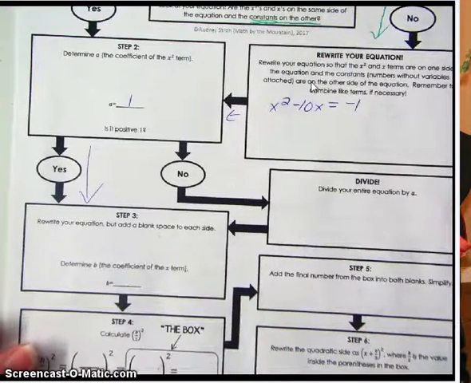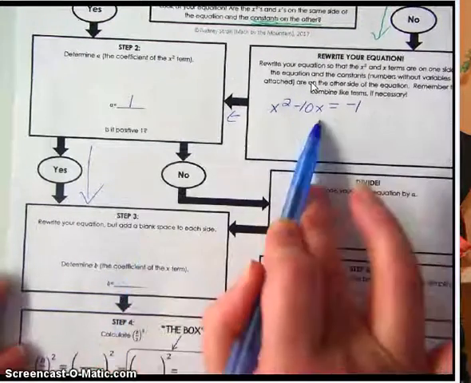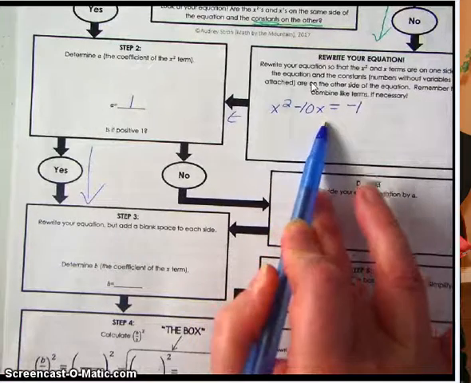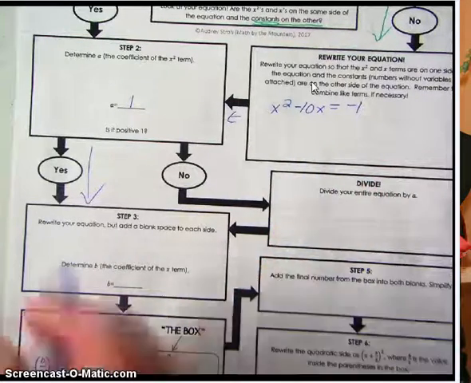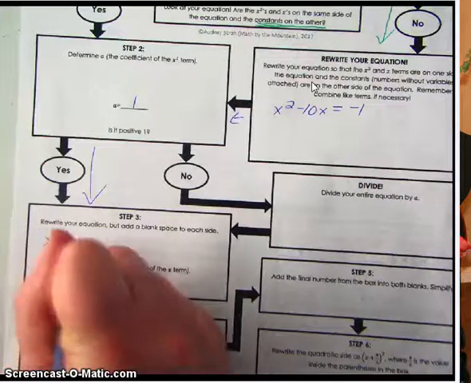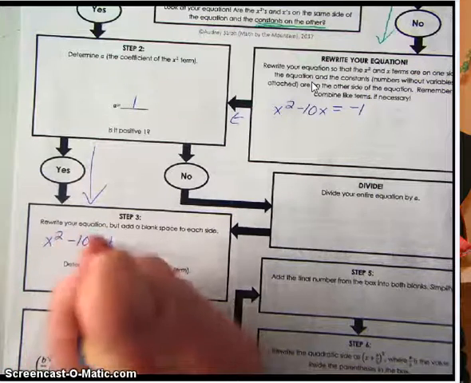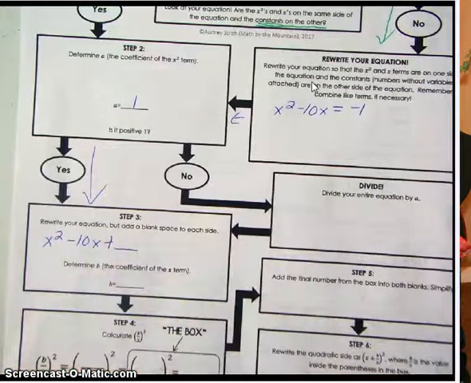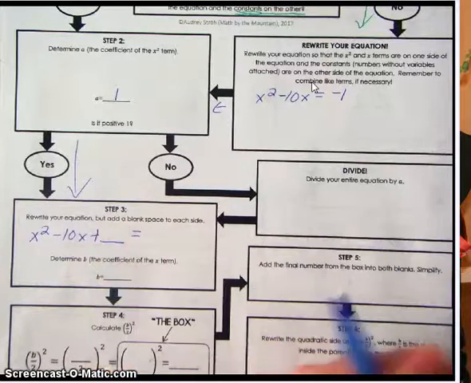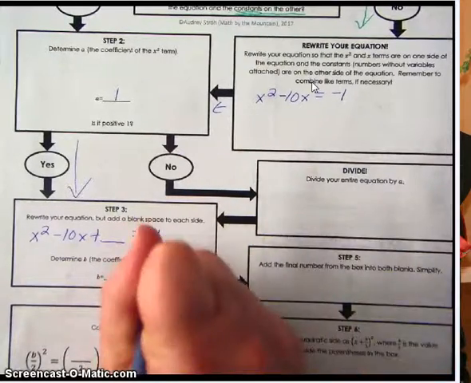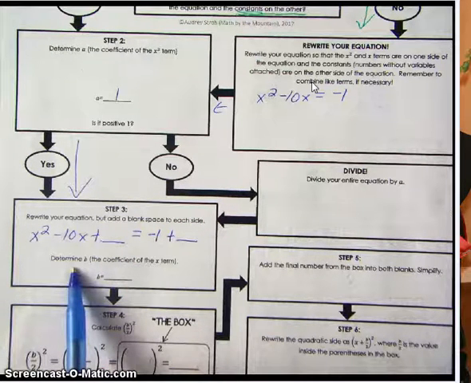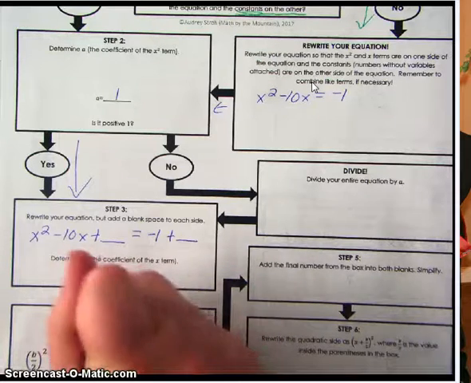Rewrite the equation, but add a blank space to each side. So I'm taking this equation back from this step here, and I'm going to rewrite it, and it's asking me to add a blank space to both sides. So I'm putting my blank space here on the left-hand side of the equation. I've got negative 1 on the right, and I'm adding a blank space to the right side of the equation. And then below that it says determine b, the coefficient of the x term. So b is negative 10.